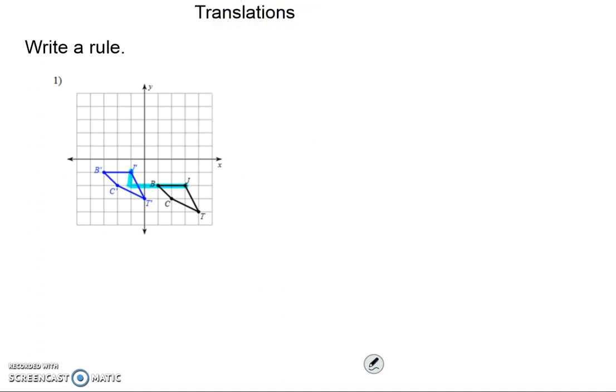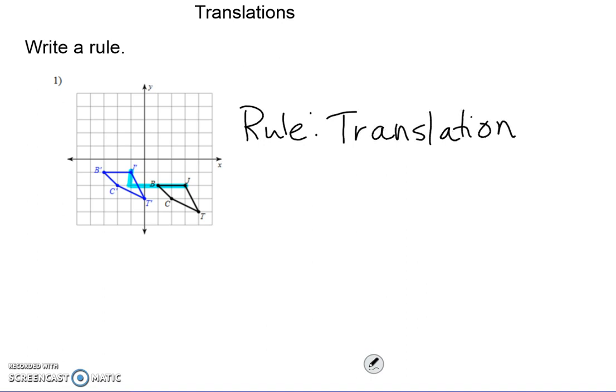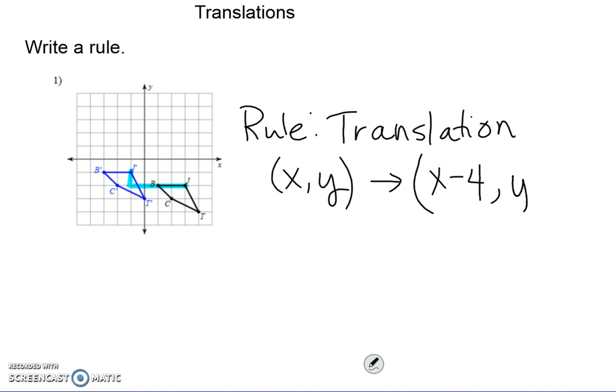So the way I write that out, if I have to write the rule, I'm going to start with saying it's a translation. Now again, I know that's all we're doing right now, so you would think, well, do I really have to write translation? But you do, because these are all going to be mixed up. I start with x, y, and then what do I do with each of those? Well, x moved 4 to the left, so I represent that with x minus 4, and y moved 1 unit up, and I represent that with y plus 1.